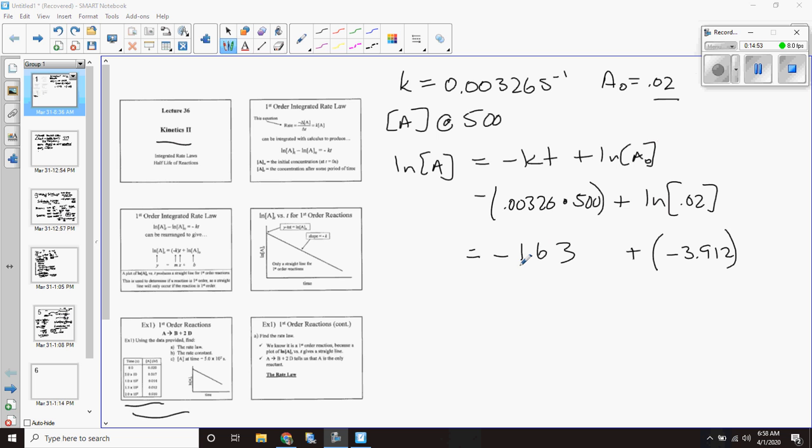Okay, so I did the math on this, and I end up with rate constant times 500 comes out to be, with the negative in front, negative 1.63 plus the natural log of 0.02, which is negative 3.912. And when I'm done, I get natural log of A is equal to negative 5.542. Okay, so now to find A, I have to undo a natural log. So to undo a natural log, we just take e to both sides. So I'm going to take e to the natural log of A is equal to e to the negative 5.542.